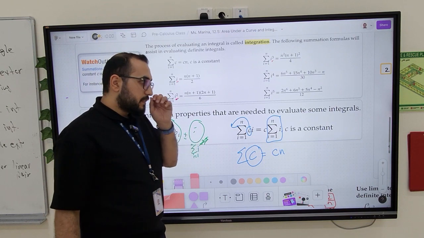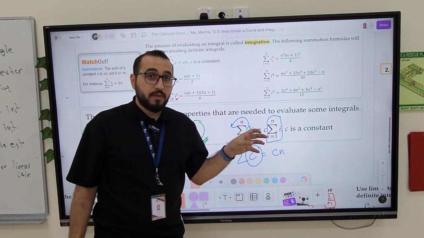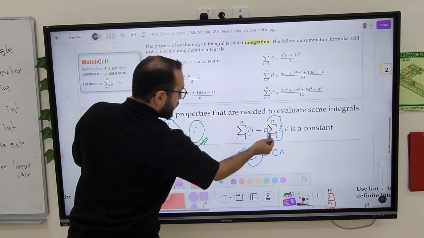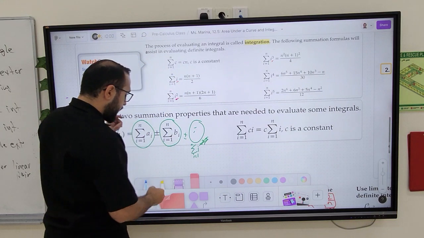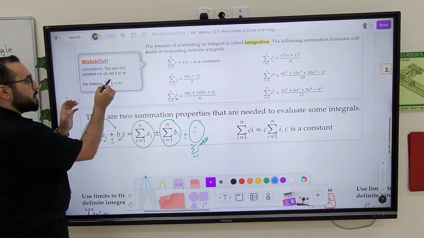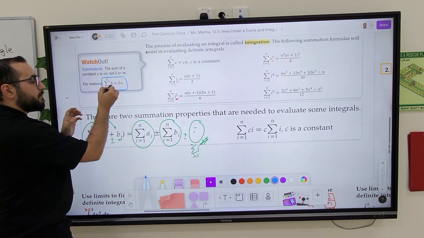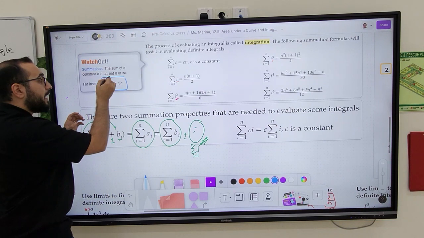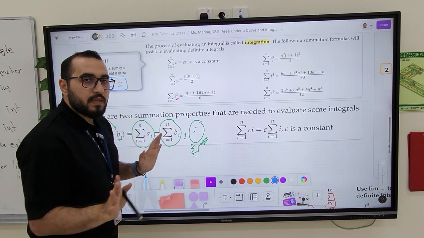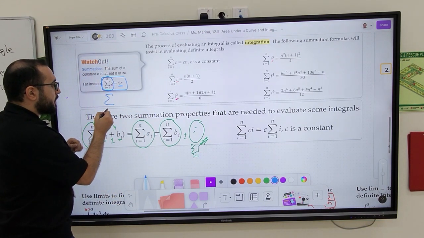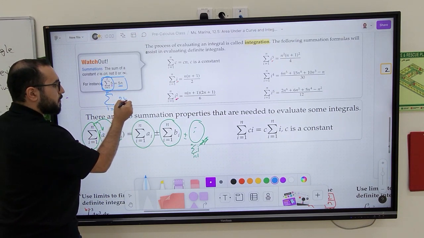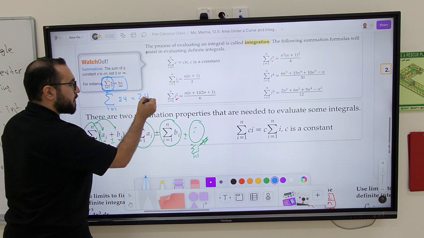If you don't have i in the term, meaning you have a constant, let me show you here. If I have a Riemann sum of a constant 5, the answer for this is 5n. You just cancel the Riemann sum and write n, always like this. Now let me give you an example. If I have i equals 1 to n, and let's say it's 24, the answer for this is 24n.